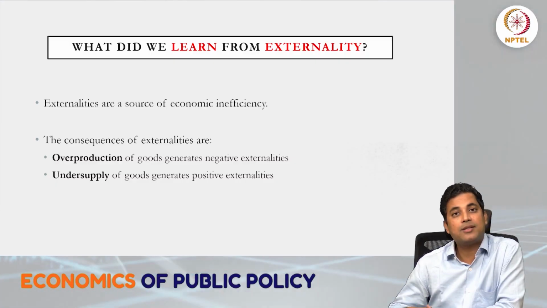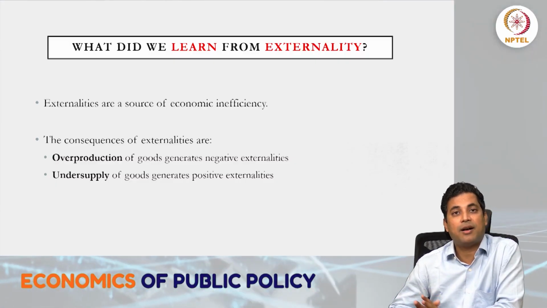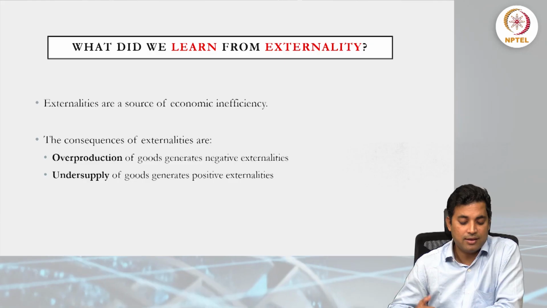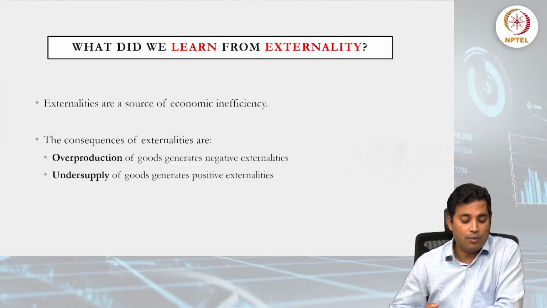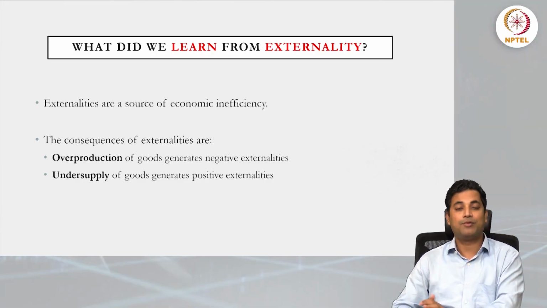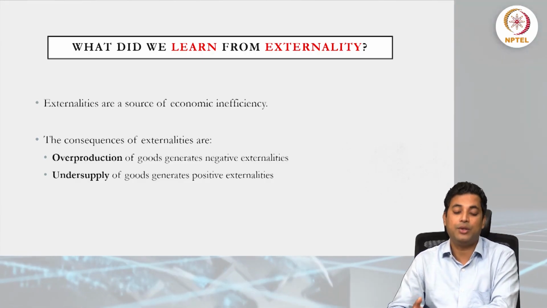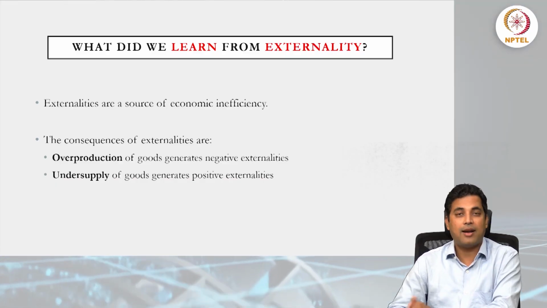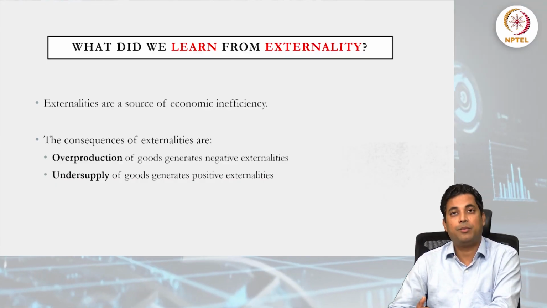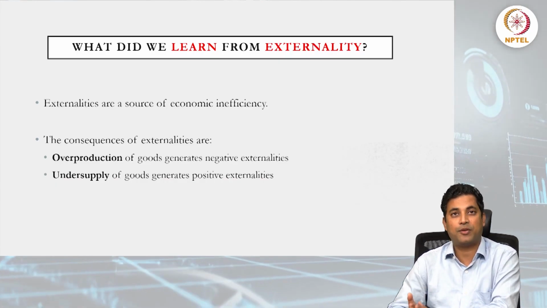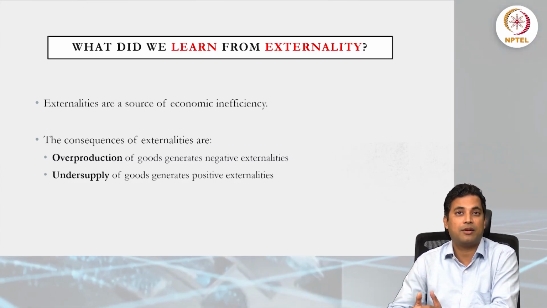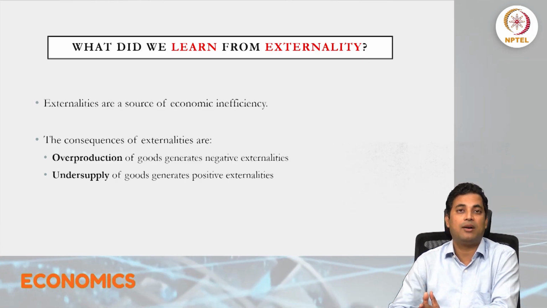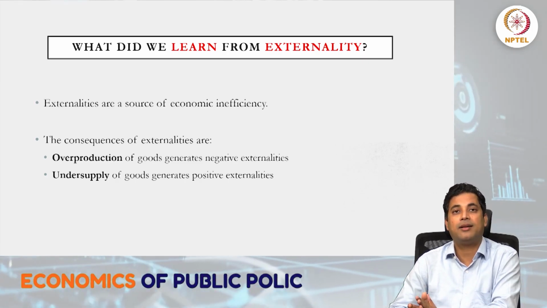To summarize the consequences of externalities, there are two outcomes we see in the economy. One is overproduction of goods, which leads to negative externalities, and the other is undersupply of goods, which leads to positive externalities. This is how we summarize what we learned from the externality debate.